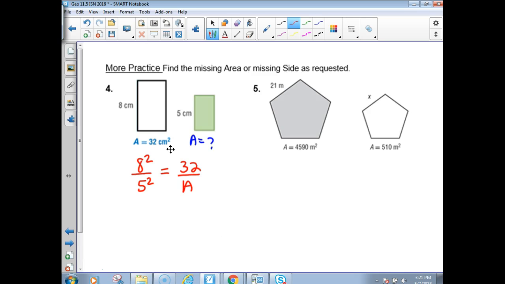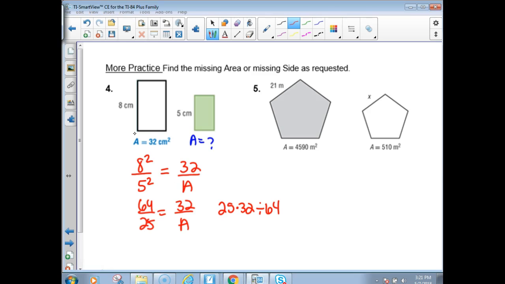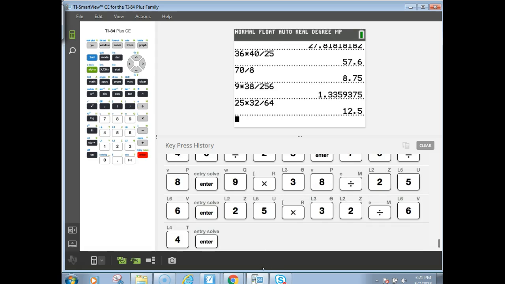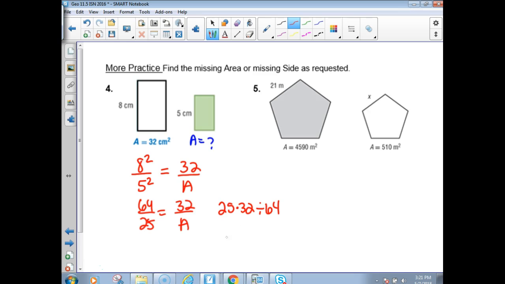You can just do this. You know, you got to find an area. You're going to have to square the ratio of the sides. So this is what it would look like if you wanted to write that as 64 over 25 equals 32 over A. And then cross multiply and divide. We're going to type 25 times 32 divided by 64. And I got 12.5. So the area of the second figure is 12.5 square centimeters.